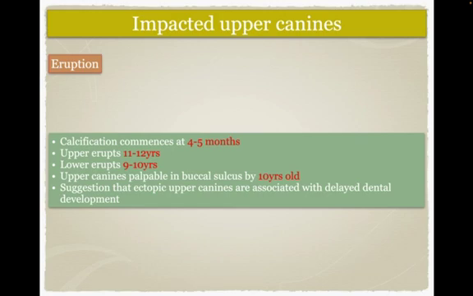Now the impacted upper canine, usually you need to know the sequence of eruption of the canine. You need to know the age of the canine exactly. Now the calcification happens at the age of 4 to 5 months. The upper canine erupts by the age of 11 to 12, while the lower erupts by the age of 9 to 10. By the age of 10, the upper canine should be palpable in the labial sulcus. So you need to feel this canine. Now, if by the age of 11 you can't feel the canine, then this canine might be palatally impacted and you need to consider doing an interceptive treatment, and that will be discussed in another topic.